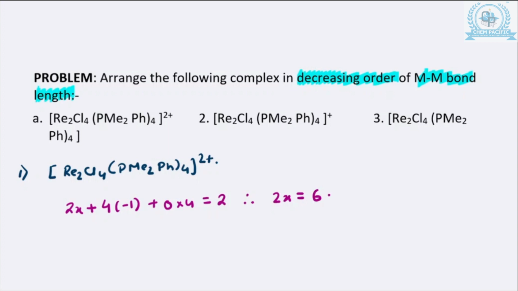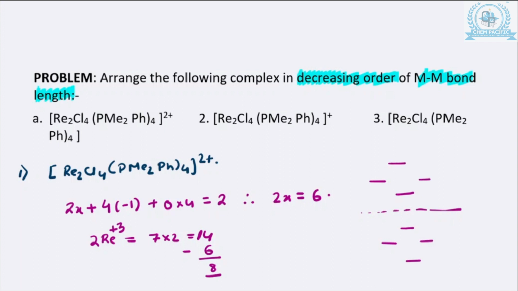Now again, rhenium has 7 electrons, so for 2 rheniums it is 2 into 7, which is equal to 14. But we are not doing it for neutral rhenium, we are doing it for rhenium +3. So both are rhenium metals, and due to the +3 oxidation state, a total of 6 electrons less for both, and overall it becomes 8. So when it becomes 8, quickly we will make its MO diagram. Okay, so this is 1 2 3 4 5 6 7 8, and now let us calculate the bond order.